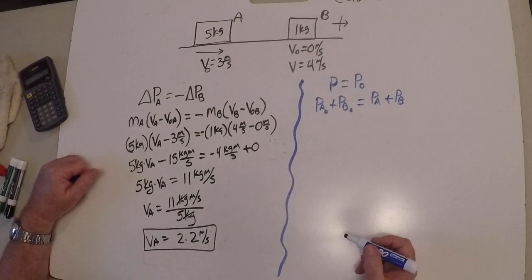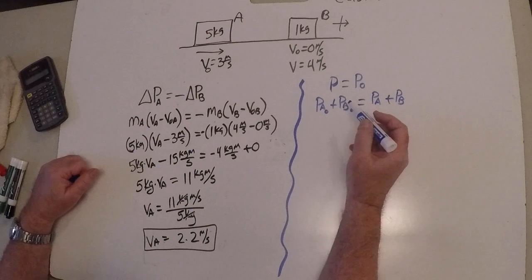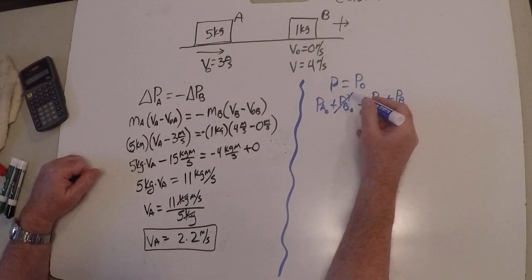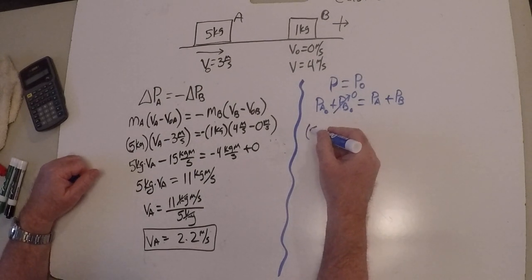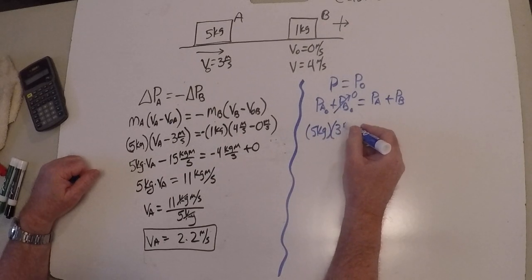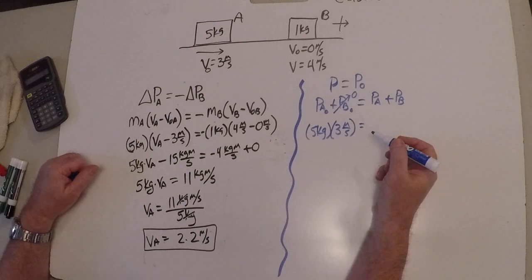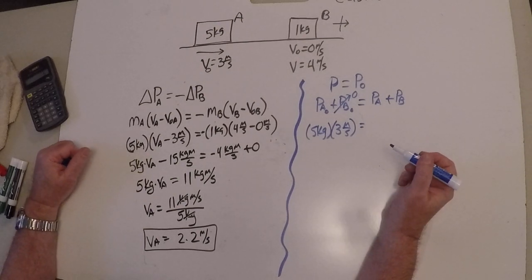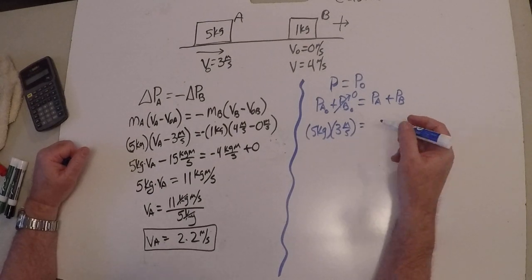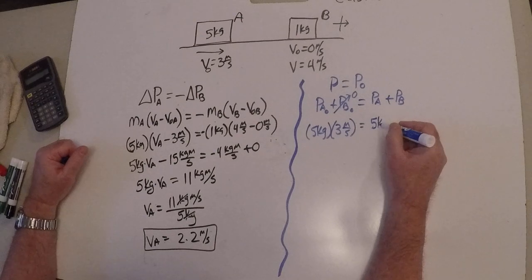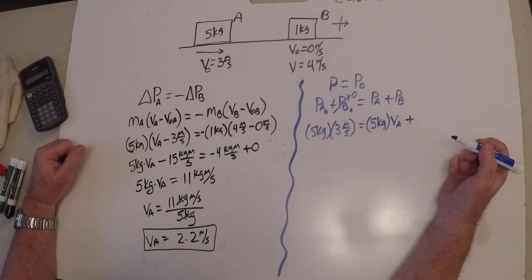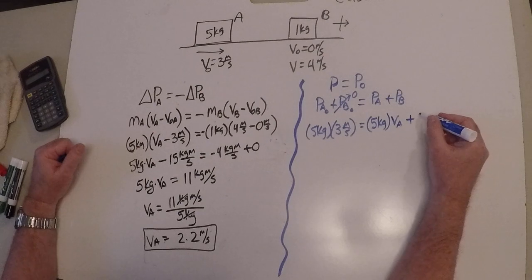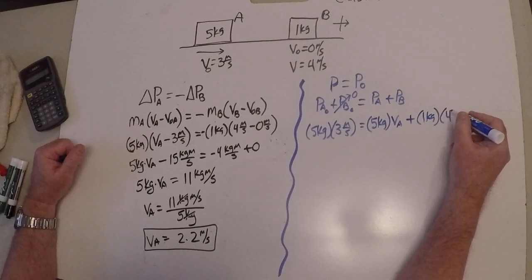So if I write this out, I know that initially B does not move, so it does not have any momentum in the beginning. It's just going to be the momentum of cart A, block A. That'll be the momentum of my system. So that's 5 kilograms times 3 meters per second. And then that's going to equal the momentum of both of these objects together. So I don't know the final velocity of block A, so that's just going to be 5 kilograms, that's its mass, times its velocity. But for cart B, I do know what the final velocity is. It's 4 meters per second. So that's 1 kilogram times 4 meters per second.